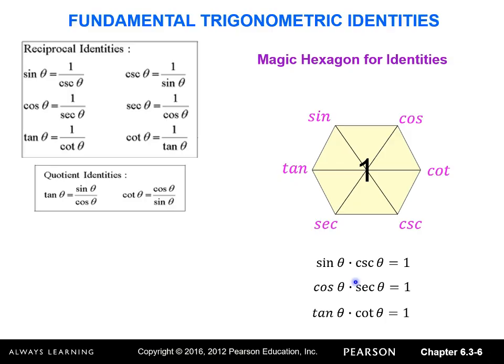For the quotient identity, this is division again, so we will be using a straight arrow. For example, tangent theta is equal to sine over cosine. This is a straight arrow, not an opposite one. So tangent theta is sine over cosine. That is the first quotient identity.